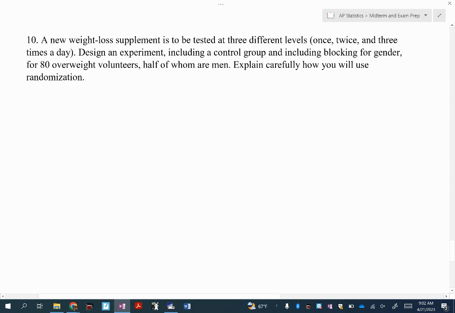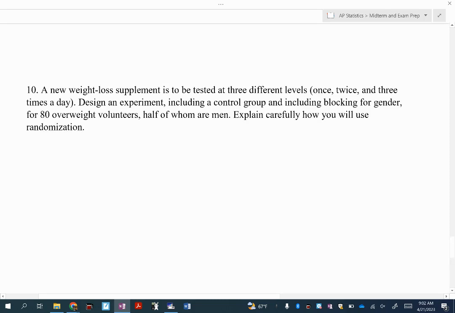Okay, let's first talk for a second. We've got 80 volunteers, and it says half are men and half are women. So 40 men and 40 women. Now, my first thought is we're going to block by gender. So I want to be very clear in how I say this. When you do blocking with experiments, we are essentially going to run 2 different experiments. One experiment with the 40 men, one experiment with the 40 women. So the moment you read blocking is happening, it's got to be multiple experiments.